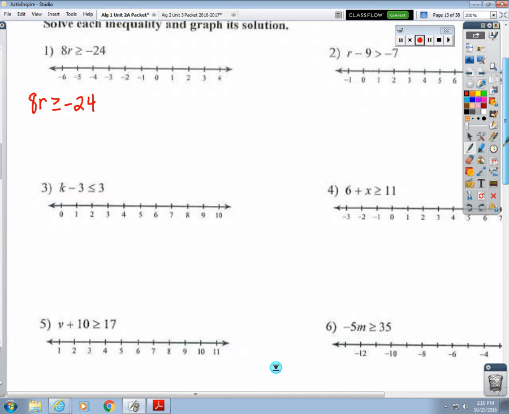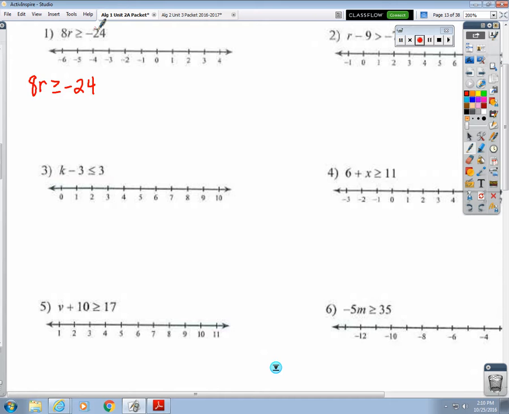So for number one, when they say solve, that always means to isolate the variable. What is the variable here? R. Why is R not by itself currently? How is 8 attached to it? How do you undo multiplication? Right, so if we divide by 8 on this side, what's 8 divided by 8? Is there any need to write the 1 beside the R? No, it's understood to be there. When we divide by 8 on this side, we get a -3 and then just bring down the sign.